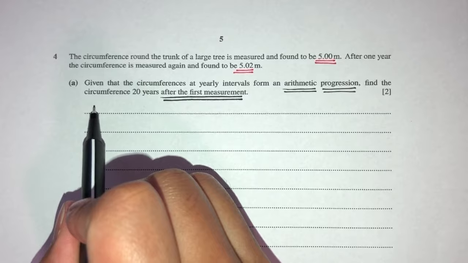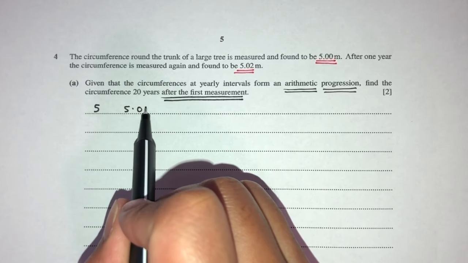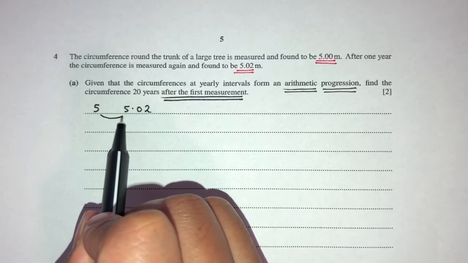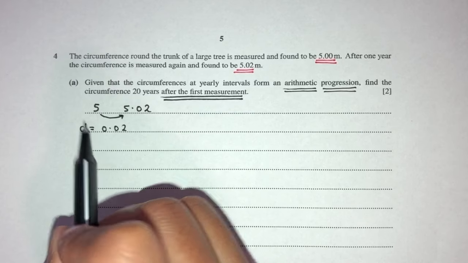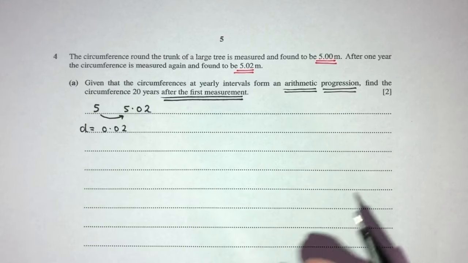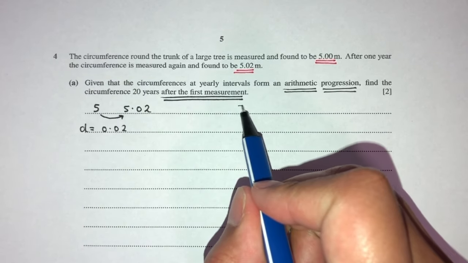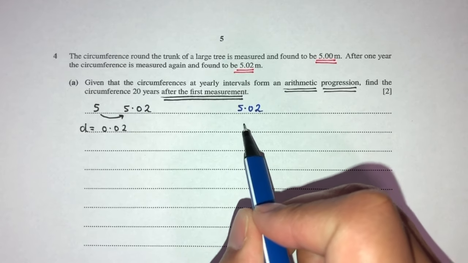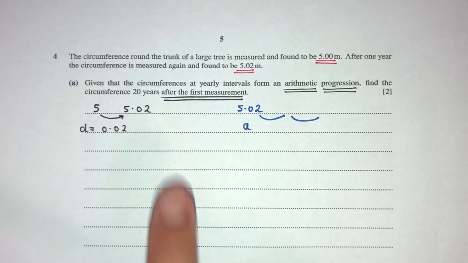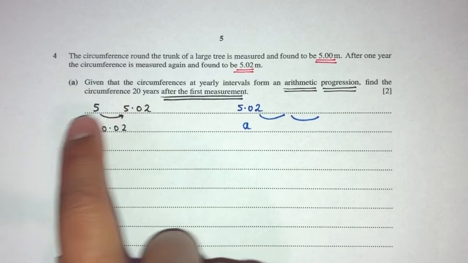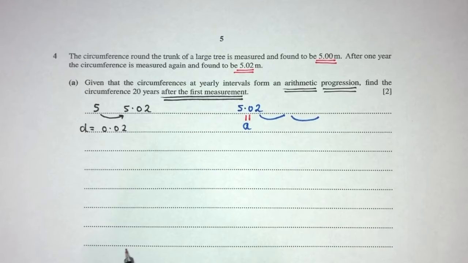So at first we had 5, and then it became 5.02. Now, the difference here is 0.02. That's the common difference. However, the question is not asking you to use 5 as your first value, but to use 5.02 as your first value, and then increase as we go for 20 years, because it says after the first one, so we ignore the first one. So here, A is 5.02, and D is this value.